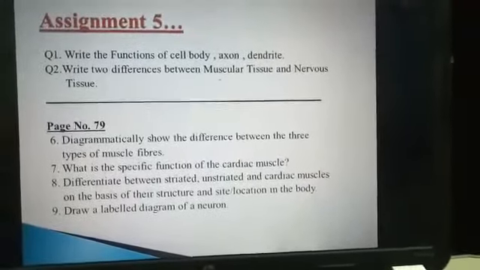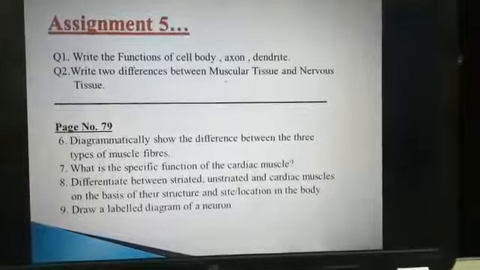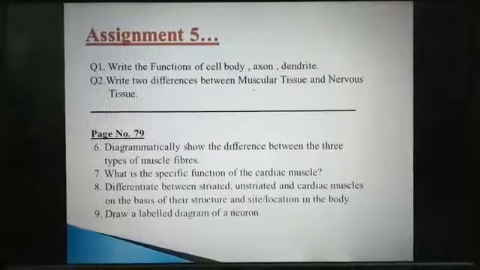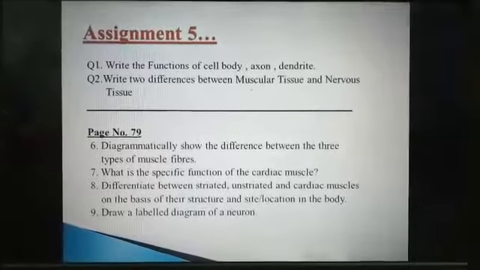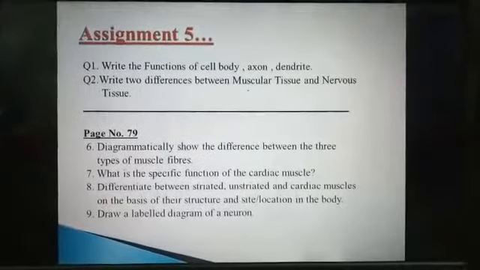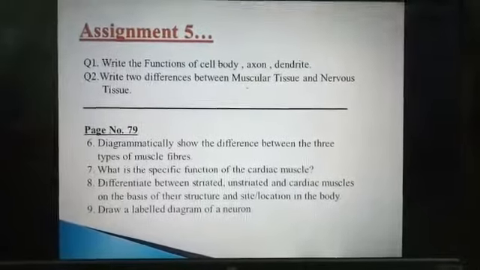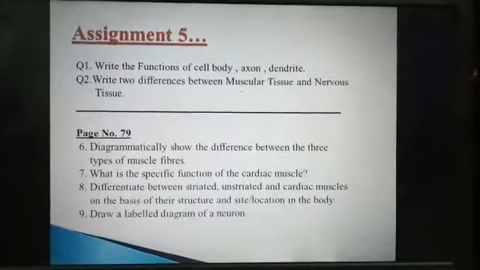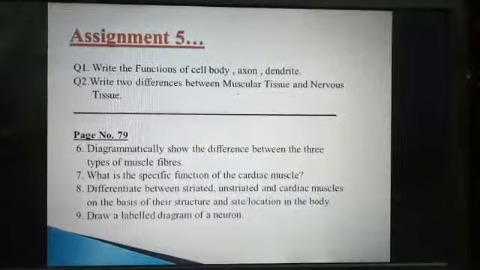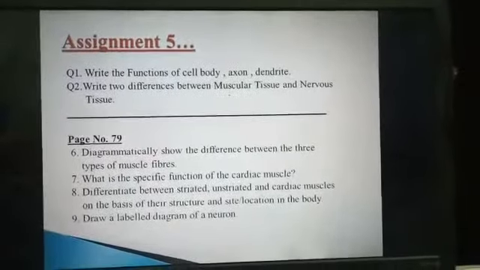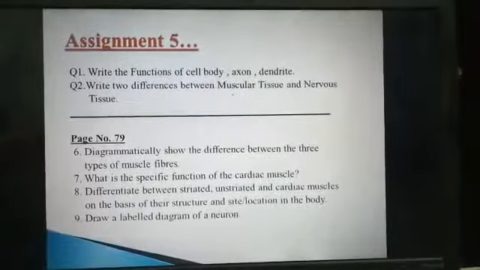Then next we have assignment number 5. Question number 1 is write the functions of cell body, axon, dendrite. Question number 2 is write 2 differences between muscular tissue and nervous tissue. And then the remaining questions 6, 7, 8, 9 from the exercise of the same chapter, page number 79. You have to do all these in your copies.